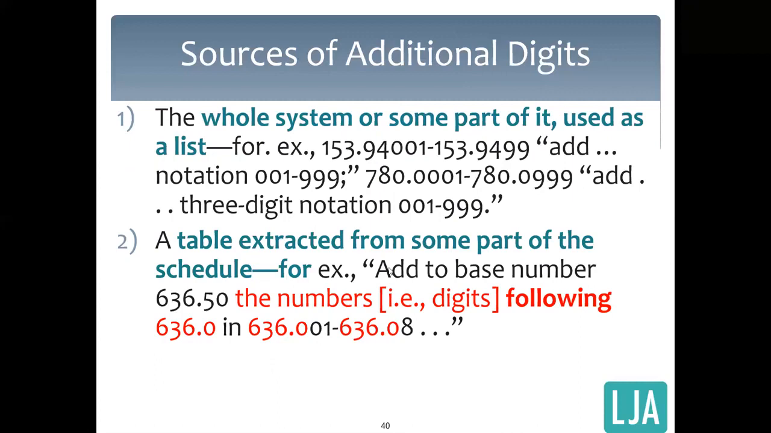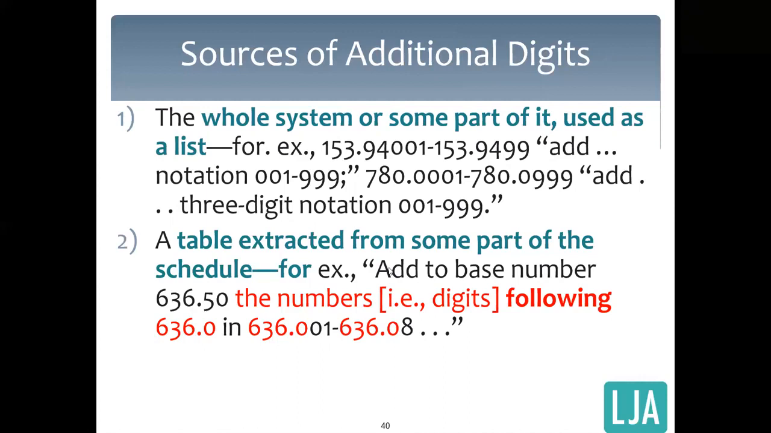So, other sources of additional digits. A whole system or some part of it can be used as a list, and it will actually tell you to expand out this way. Or you can have a table extracted from some part of the schedule. This is all throughout WebDewey. It'll say add to the base number of 636.50 the numbers, numbers being digits, following, and then it'll tell you the order.